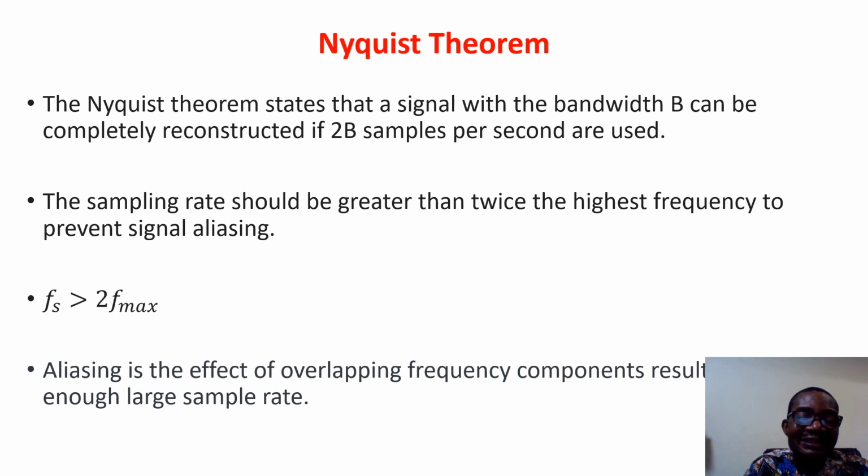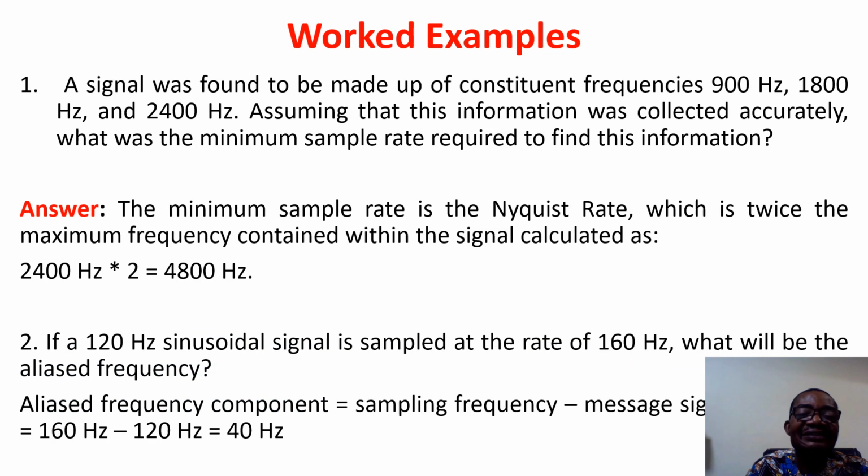Aliasing is simply the effect of overlapping frequency components. What happens during signal aliasing is that it's difficult to reconstruct the signal to get the exact signals that were initially taken, because signal aliasing modifies the signals from what they originally were.